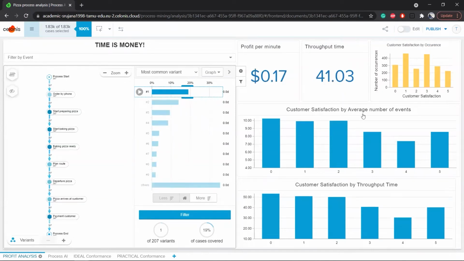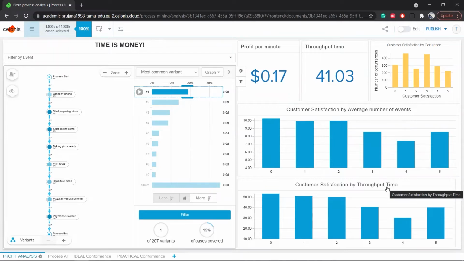The next thing we have is the average number of events and how that affects the customer satisfaction. So if you have more events, for example, some redundant ones, it's going to hurt the company. And it's almost evident here. And the same is true for the throughput time.